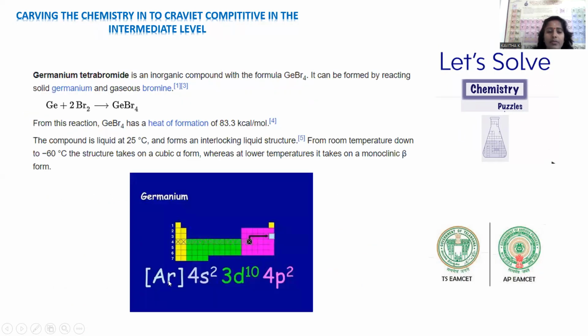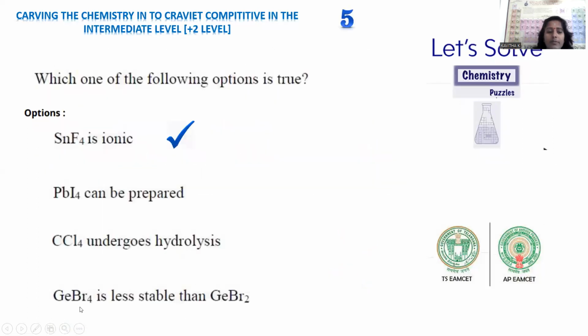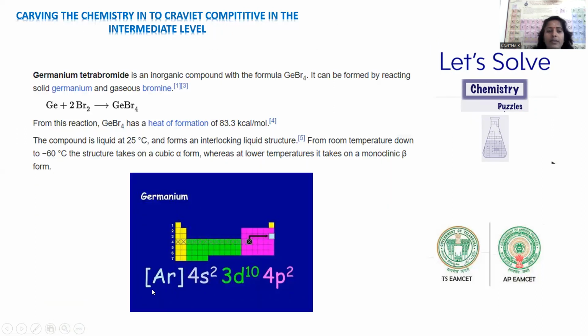Let's go with the other one, germanium. Germanium tetrabromide and germanium dibromide are being discussed. The statement that germanium tetrabromide is less stable compared to germanium dibromide is wrong, because germanium is a member of the carbon family and its outer electronic configuration is ns2, np2. ns2 is 4s2, np2 is 4p2. The 4s2, 4p2 electrons are the valency electrons. With 4 electrons available for bond formation, germanium preferably participates in tetravalency rather than divalency.